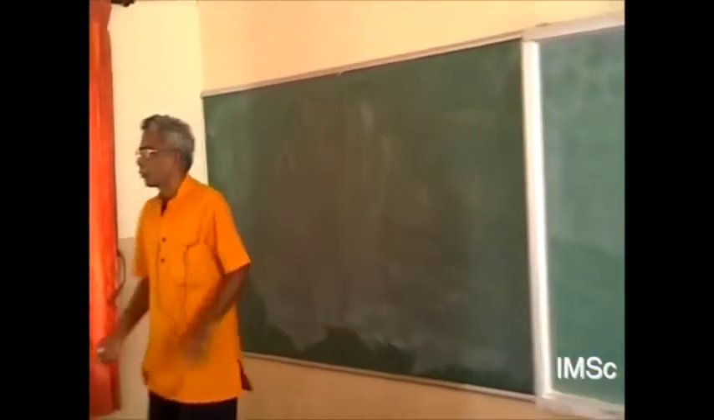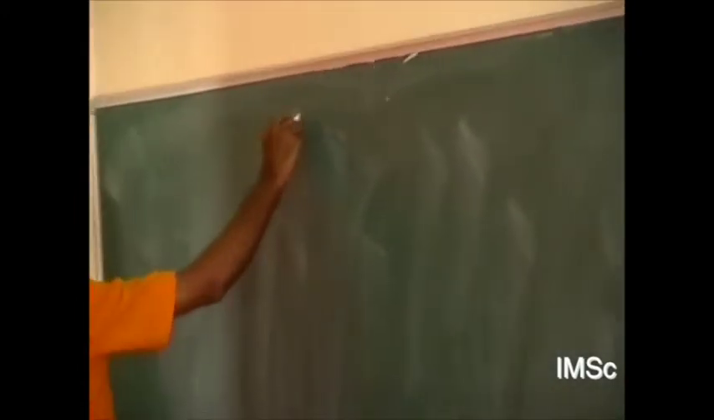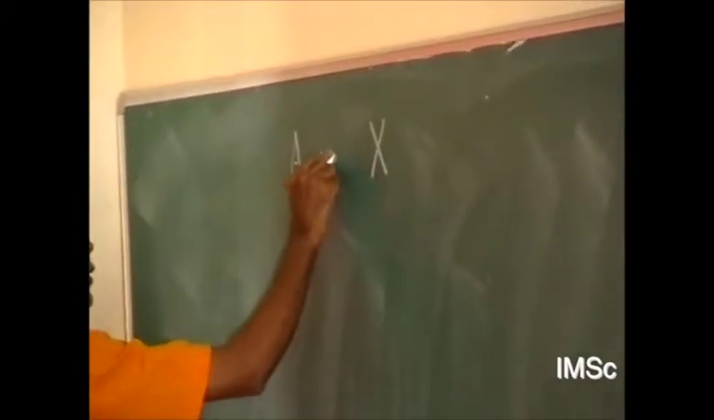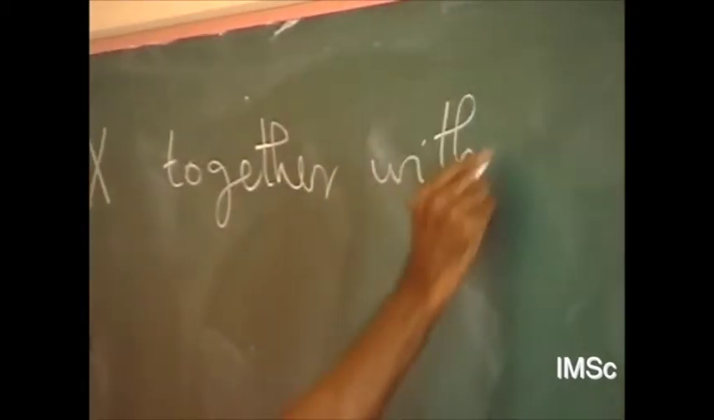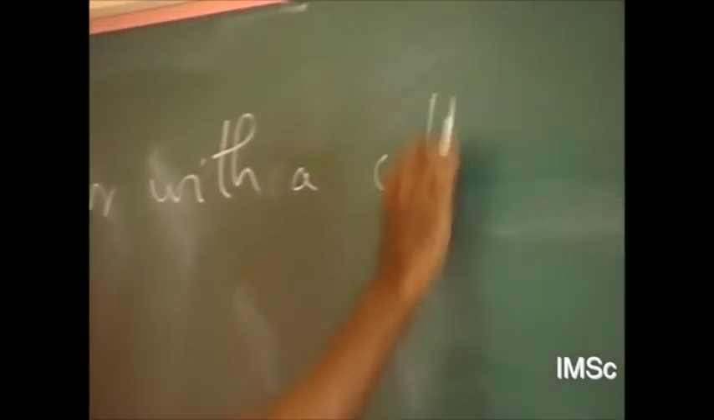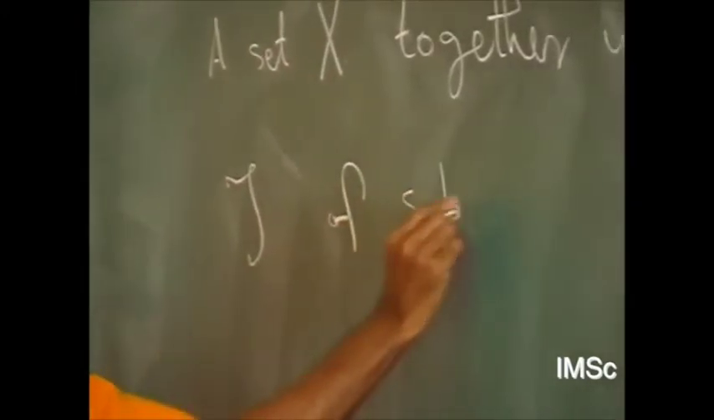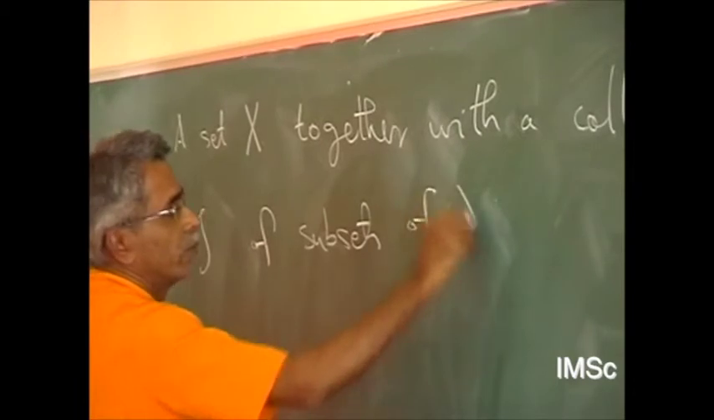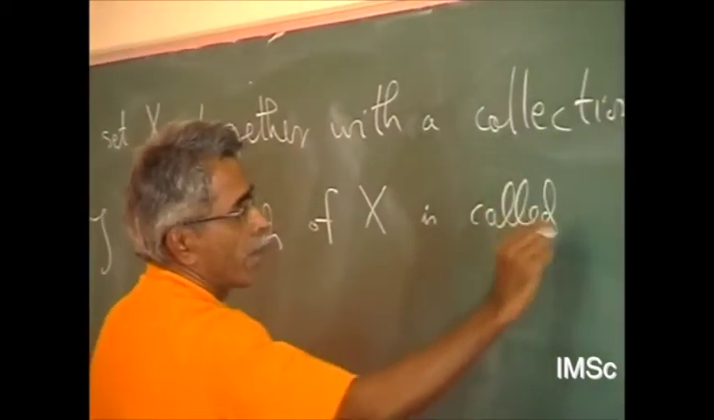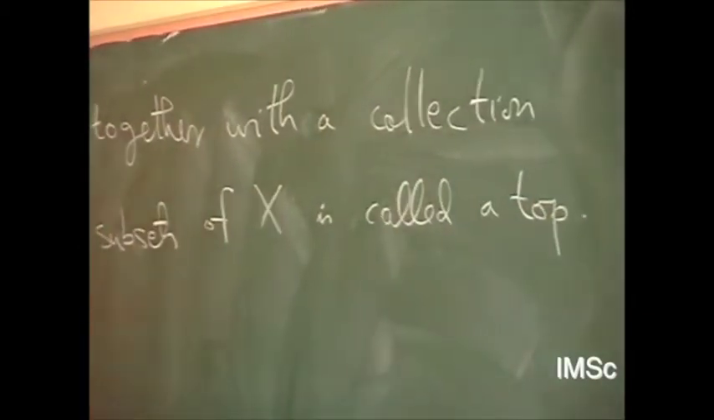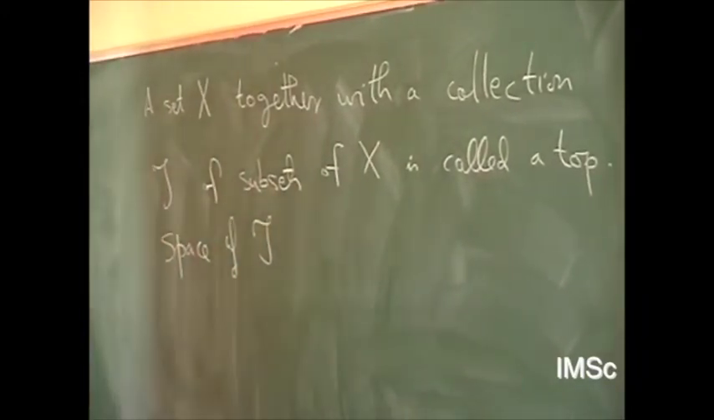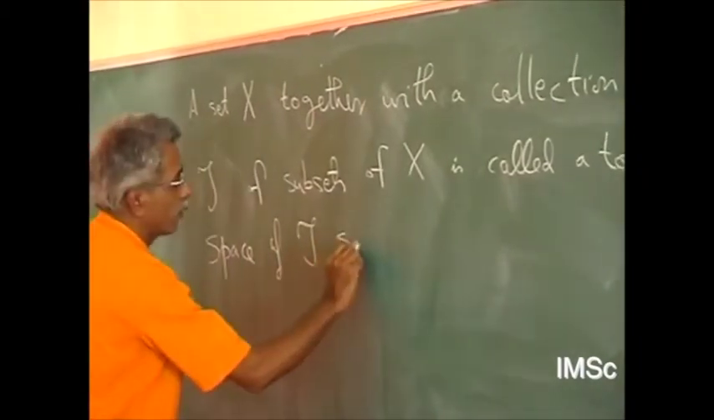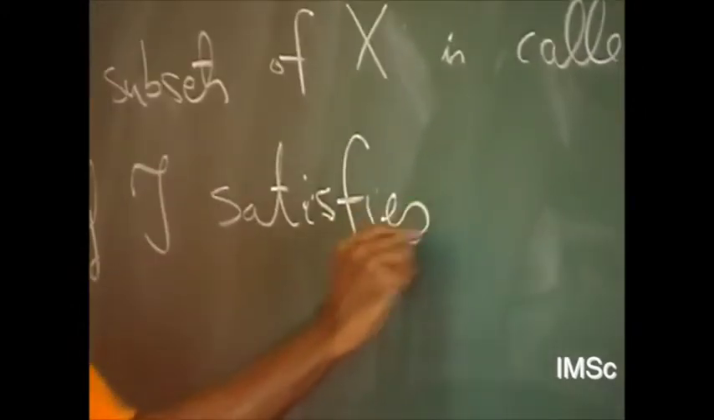So, what is a topological space? You start with a set X together with a collection of subsets of X, called a topological space if this collection, so X with tau is a topological space if tau satisfies the following conditions.